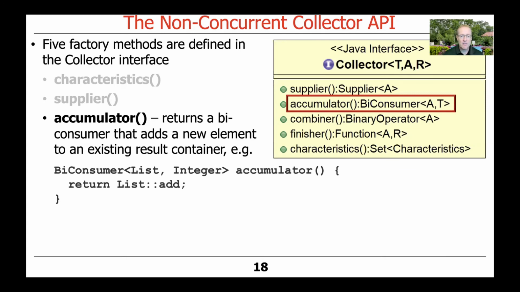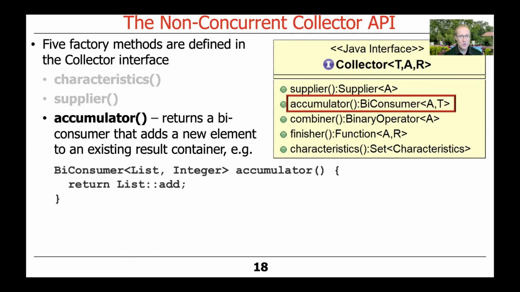The accumulator is a factory method that returns a BiConsumer, which is another functional interface defined in modern Java. And that adds a new element to an existing result container. So as you can see here, the accumulator, that is also very common, especially if you're using an ArrayList as the accumulator type, is to simply have the accumulator factory method return List::add, which is a BiConsumer that takes a list and a value, in this case an integer, and adds the integer to the ArrayList.